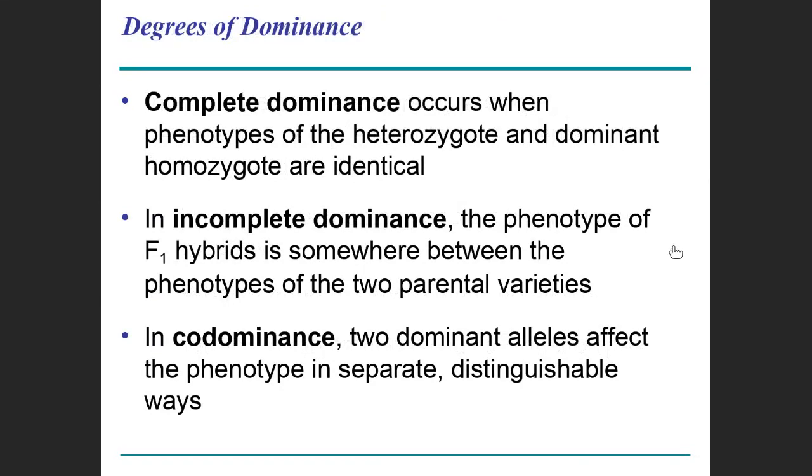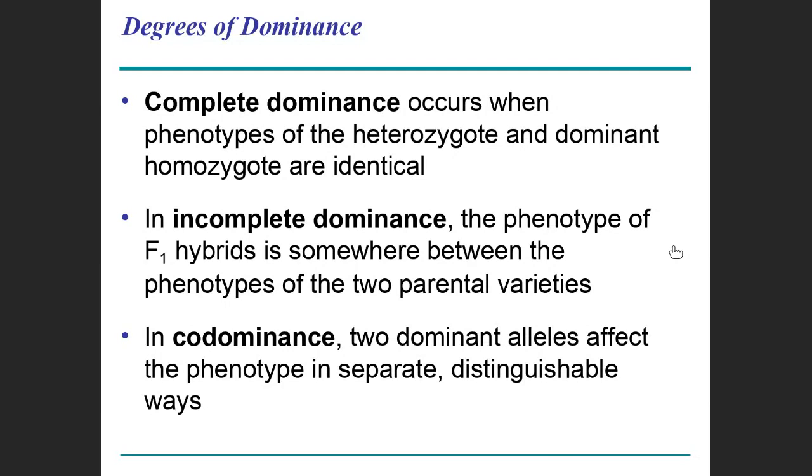So complete dominance is basically what we have seen in our examples of the peas, where we have one phenotype completely dominant over the other. Like the purple flowers were dominant to the white flowers, so that even a heterozygote, like big P, little p, is still purple, right? Because the purple allele was dominant to the white, and the white allele was recessive.